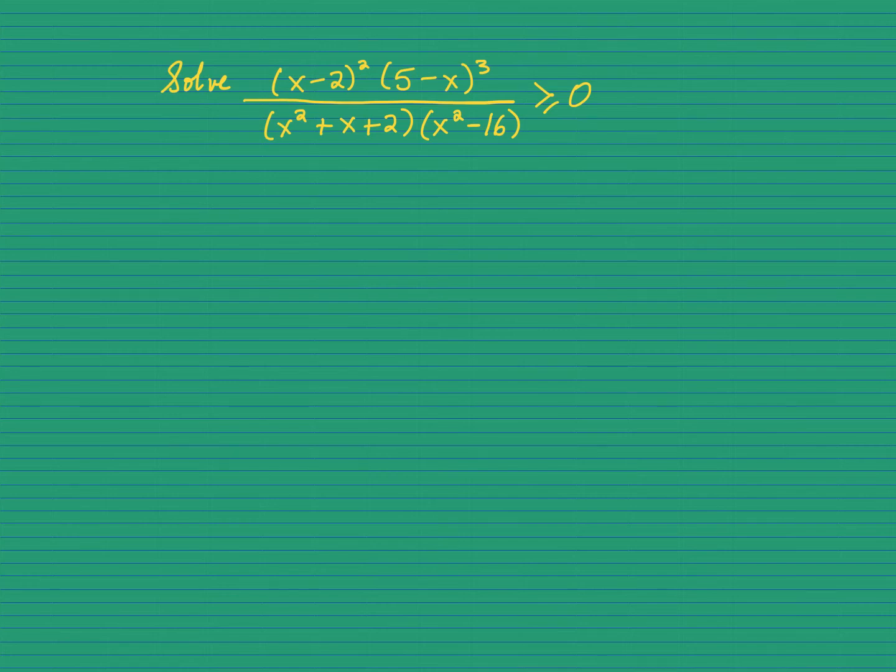In this video, I'm going to solve this rational inequality. So the first thing I want to do is make sure that the expression is completely factored. Now, this polynomial here is actually irreducible.